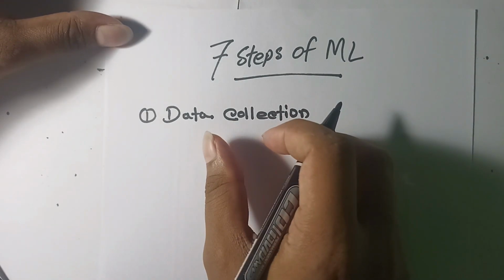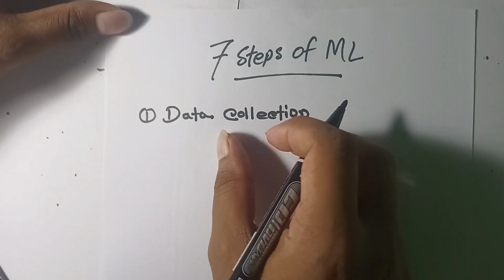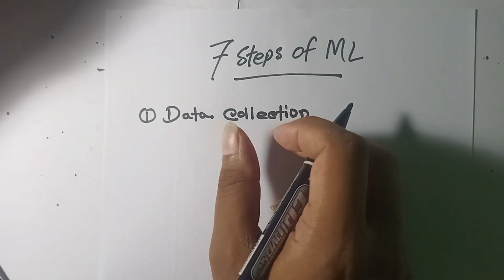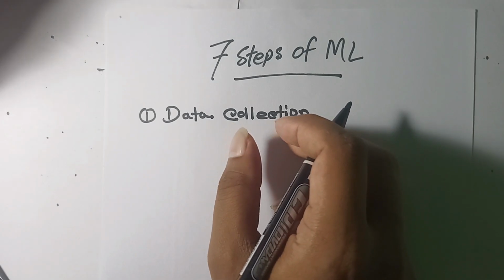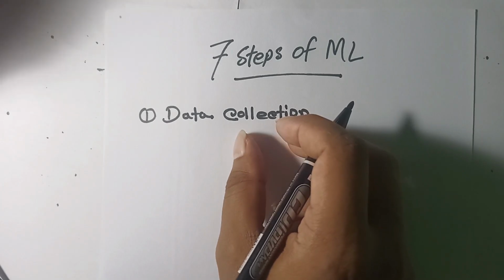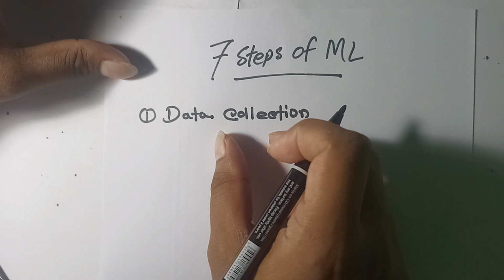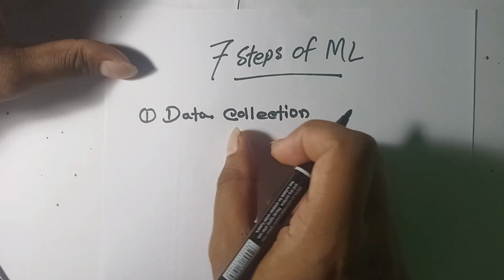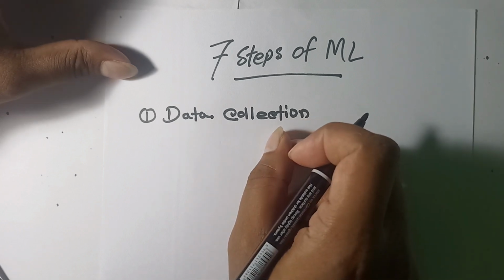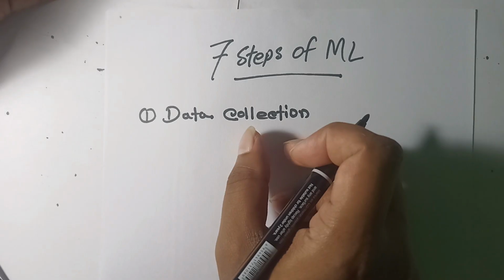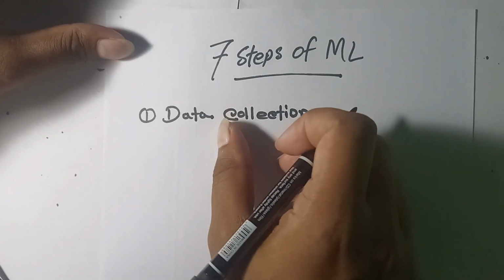In this step, we will gather the raw data from files, sensors, databases, APIs that will be used to train the model. The quality and the quantity of the data will directly impact our predictions, or you can say our model's performance. So it's a very important step.